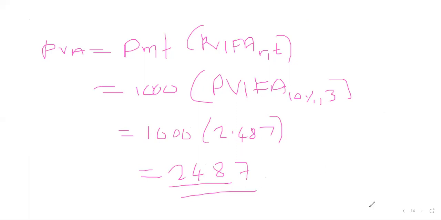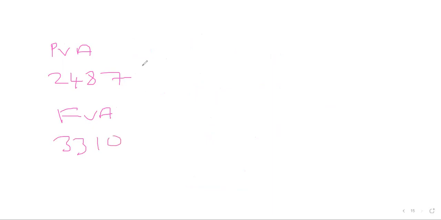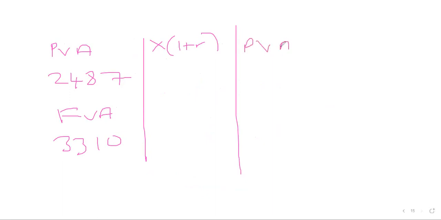Now, summarize what we just have found. So we have the present value annuity, 24.87. We have the future value of an annuity. It was 33.10. When we multiply this by 1 plus R, it becomes what? An annuity due. So this one becomes the present value annuity due.